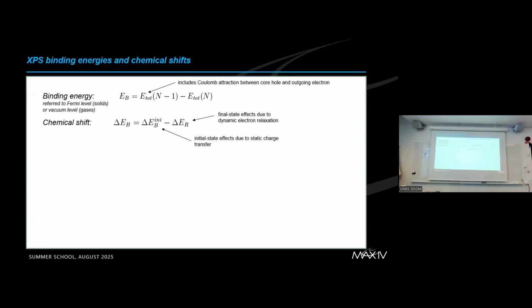And one can separate the chemical shifts into initial state effects and final state effects. So initial state effects are due to the static charge transfer in the ground state, and final state effects are due to the dynamic relaxation of electron clouds on the creation of a core hole.